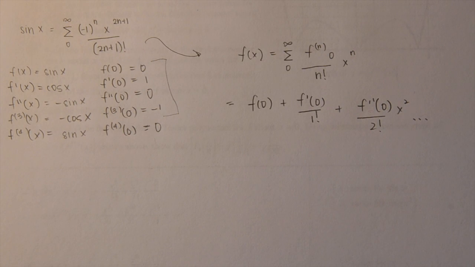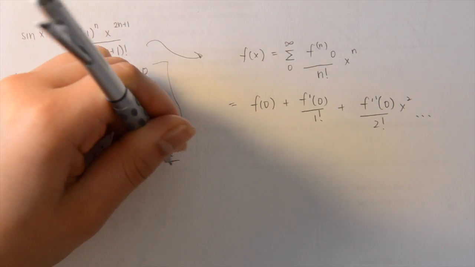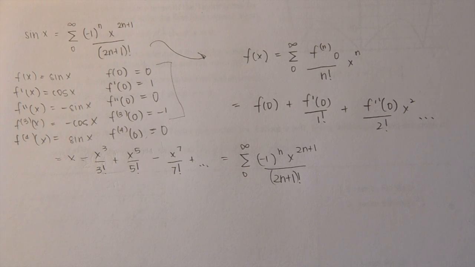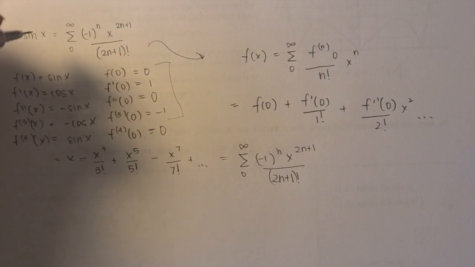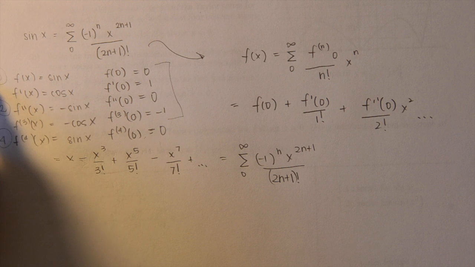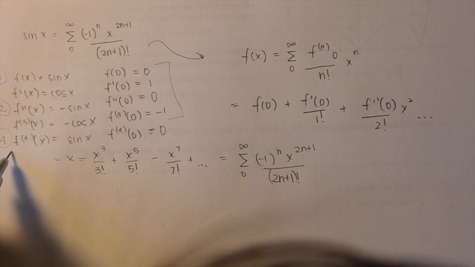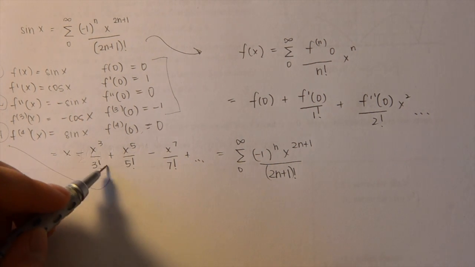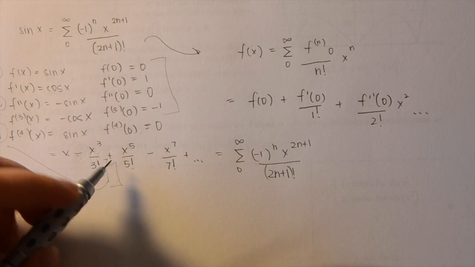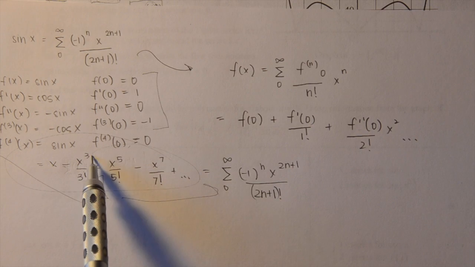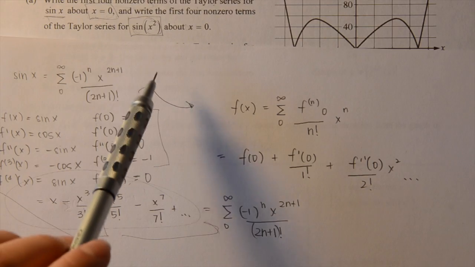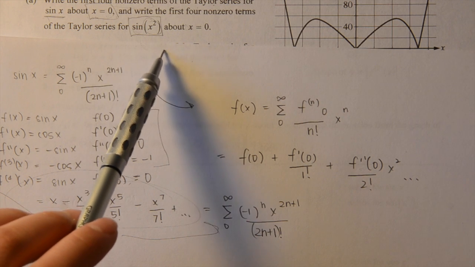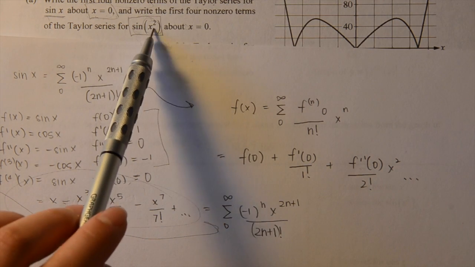Since the derivatives repeat in a cycle of 4, we can write the series as follows. So if you can see, every time we're skipping over the even derivatives because they equal 0. As a result, their 0 value takes them out from the polynomial, and we have this. This is the answer, and therefore, for sine of x squared, you just substitute x squared in.